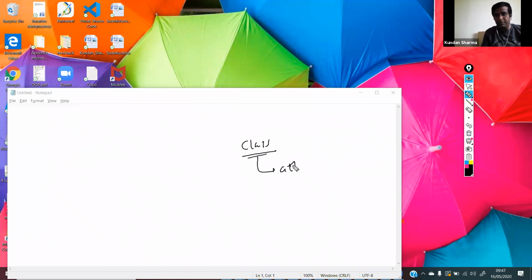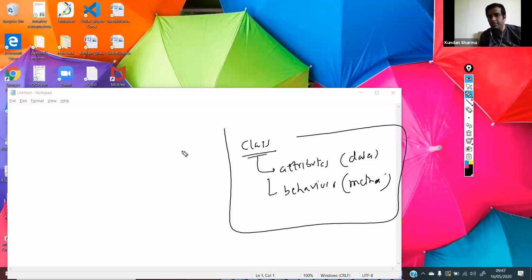Some attributes which store the data, and something to exhibit the behavior, right? So attributes plus behavior. How do you exhibit the behavior? By making use of a method. Is this clear to you? Yes. So attributes plus some behavior will be there.